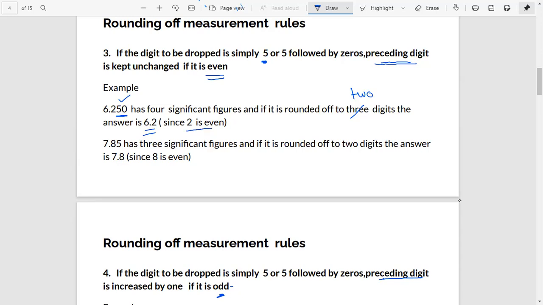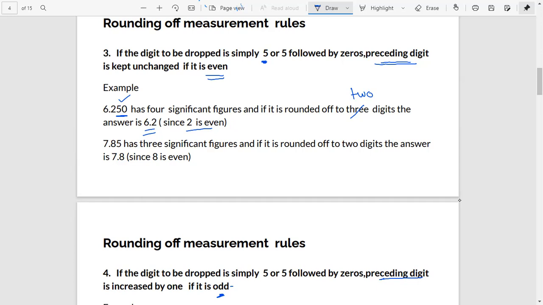And what does the rule say? If the digit to be dropped is simply 5 or 5 followed by zeros, then the preceding digit should not be changed. It should be kept unchanged if it is even. The preceding digit is even.